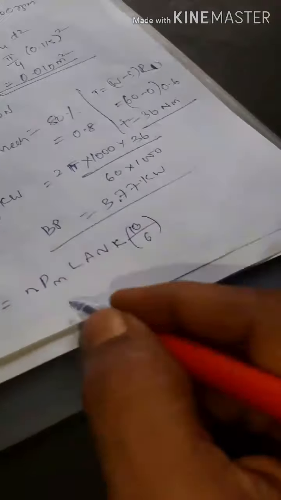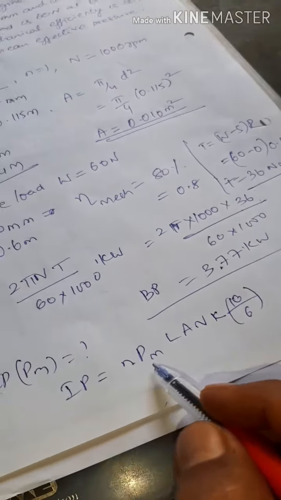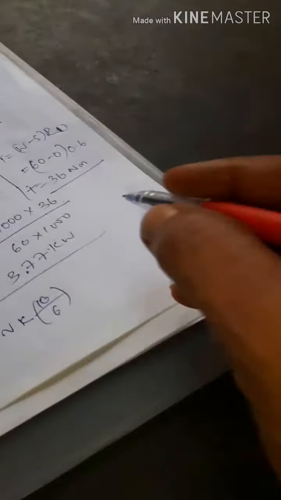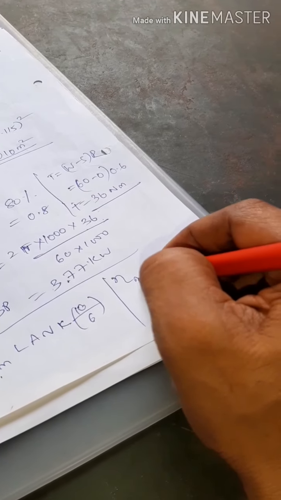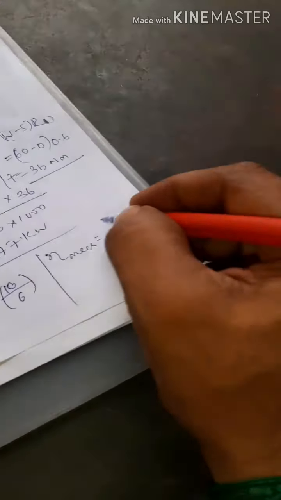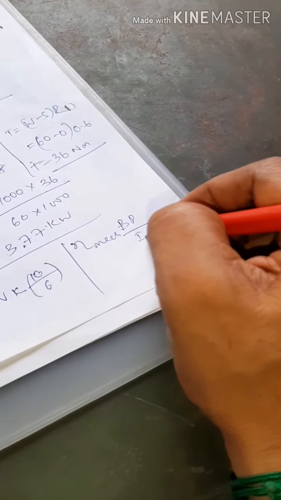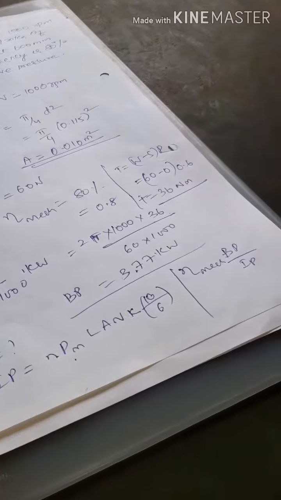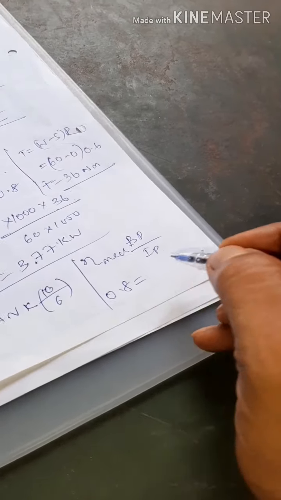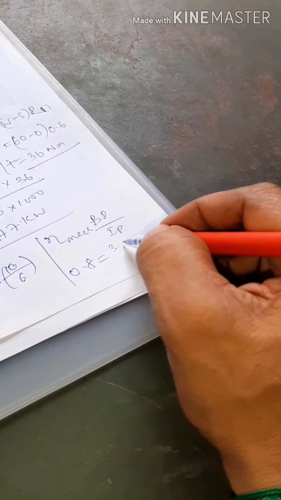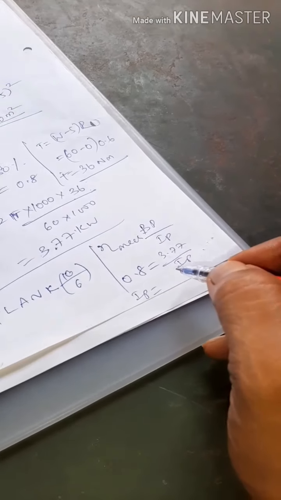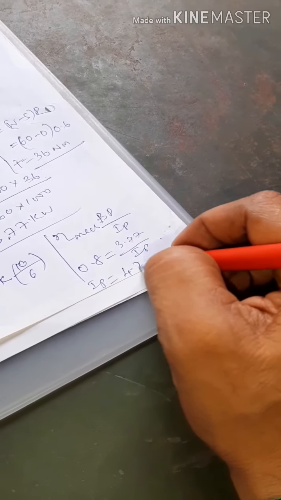Now in this you don't know the mean effective pressure PM, but you know the mechanical efficiency. Mechanical efficiency, eta mechanical, is equal to brake power by indicated power. So here, mechanical efficiency is given as 0.8, equal to brake power 3.77 divided by indicated power. Therefore, indicated power is equal to 4.71 kilowatt.